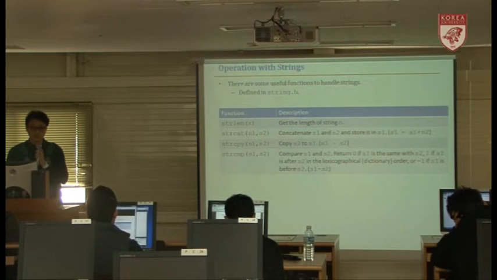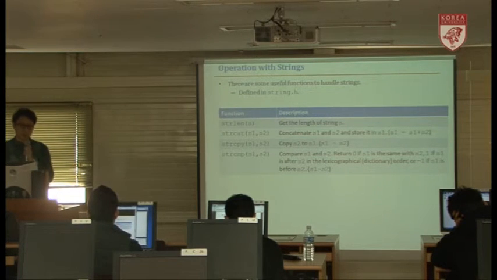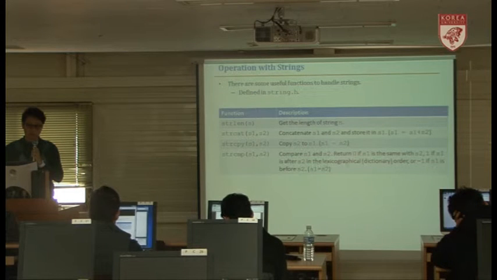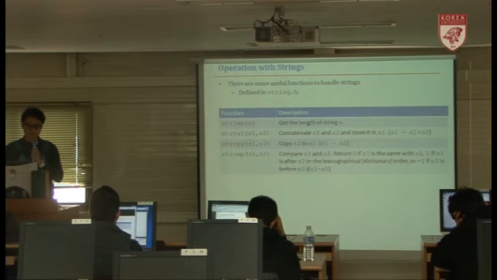So if S1 is larger than S2, that means S1 shows up after S2 in the lexicographical order, then it provides a positive number, 1. And a negative number in the other way: if S1 is less than S2, it calculates something like S1 minus S2. In dictionary order, if they are exactly the same string, then the number will be 0.